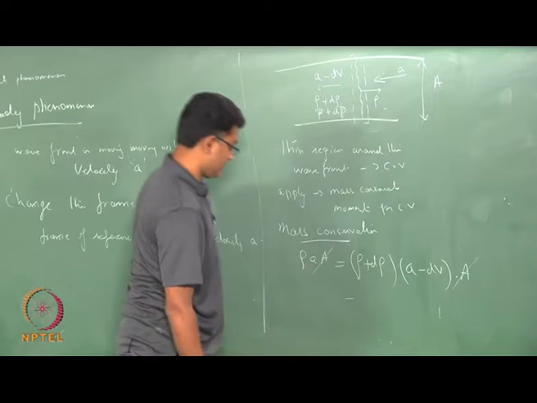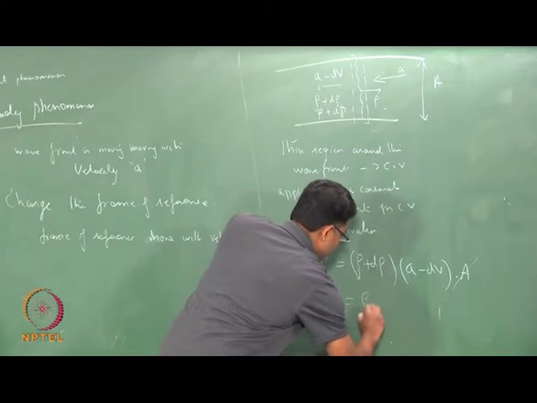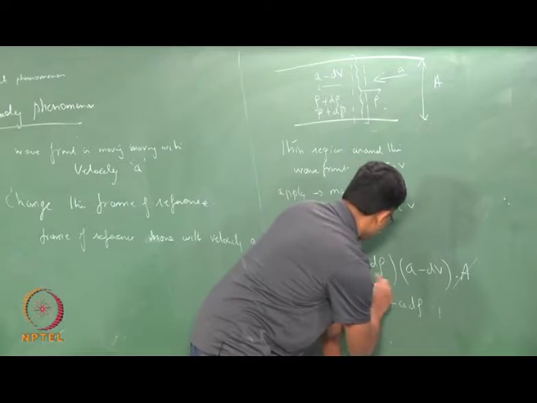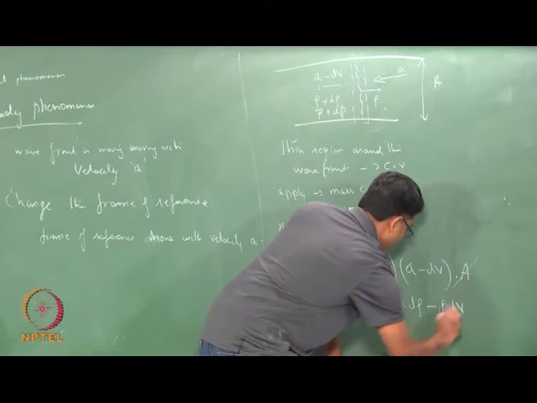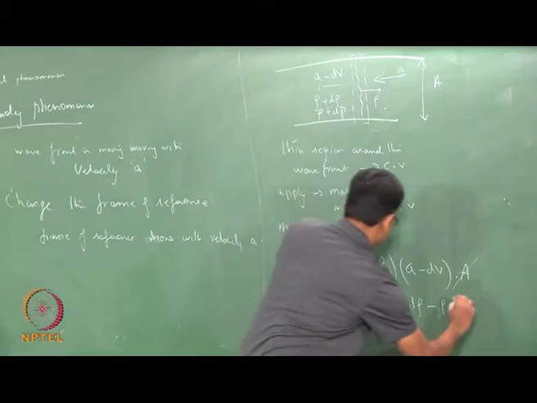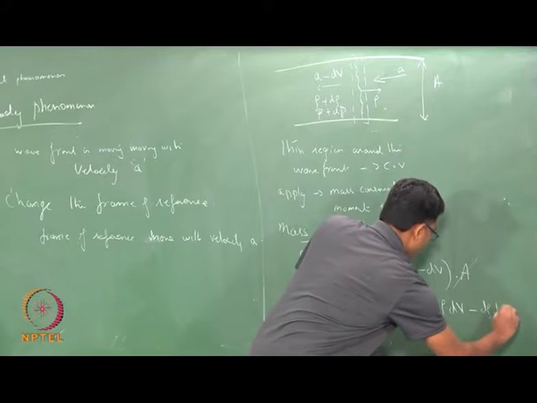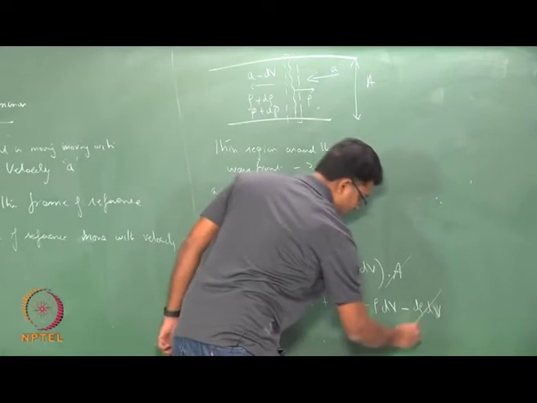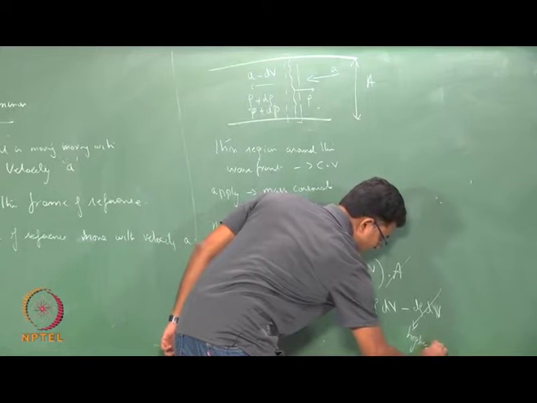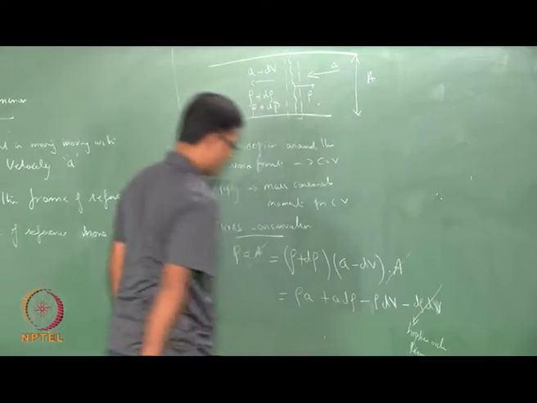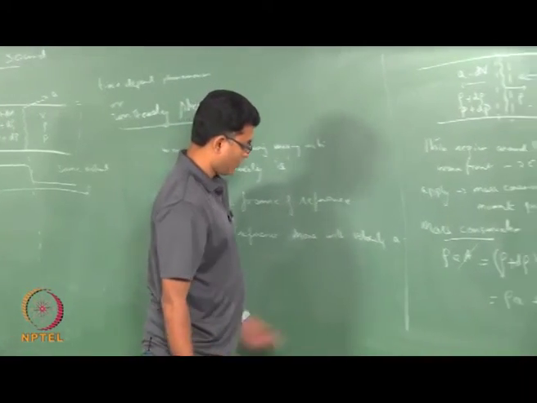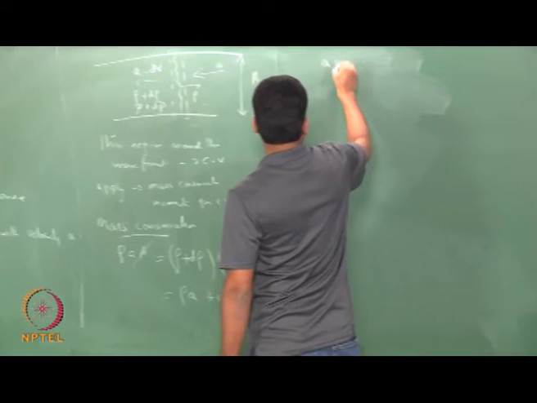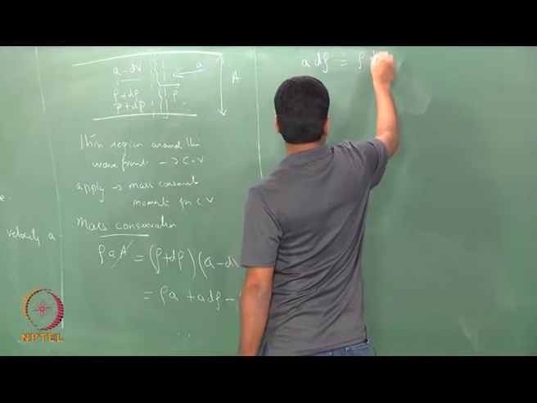and if I expand my right hand side, it equals rho A plus A d rho minus rho dV minus d rho dV. Okay. I will also cancel out my higher order terms. Rho A and rho A cancel out. So, I am left with A d rho equals rho dV.